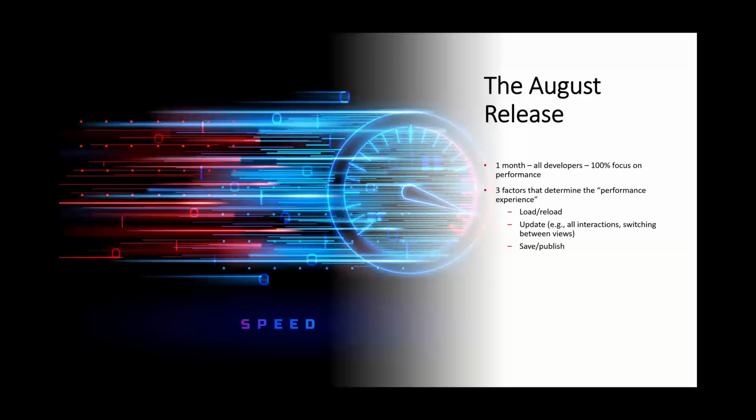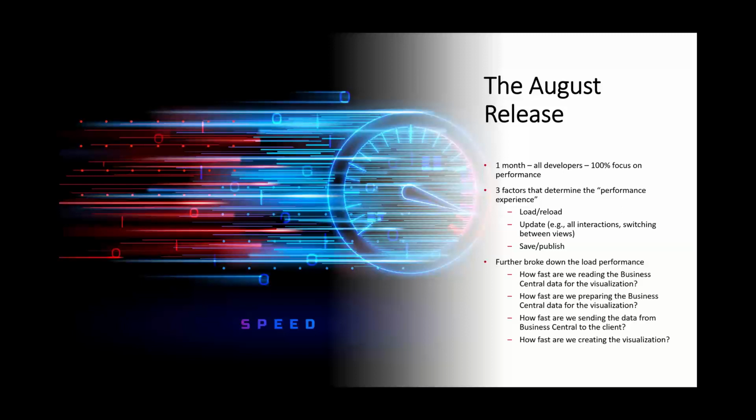What is also interesting is when we talk about the load or the reload performance, we actually thought that, and we also rebuilt our products a little bit internally, we could divide the loading into 4 phases. So when you load a visual scheduler, what happens is first, we need to read the data from Business Central that we need for visualization.